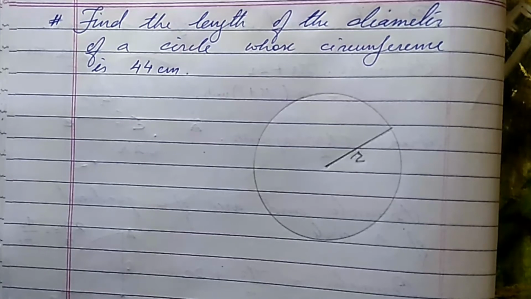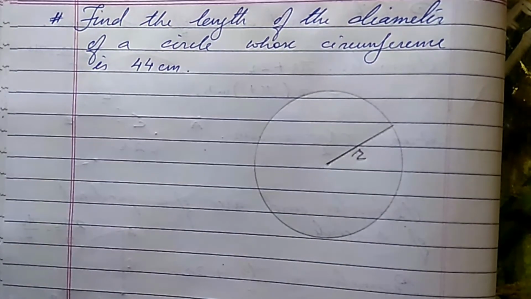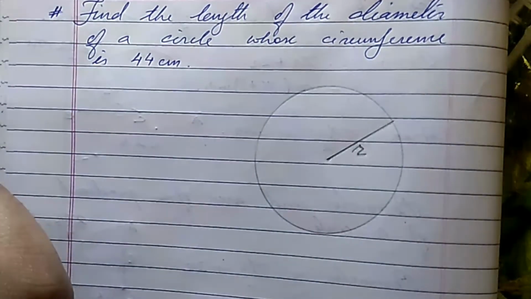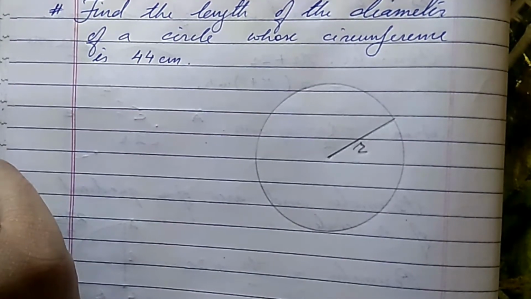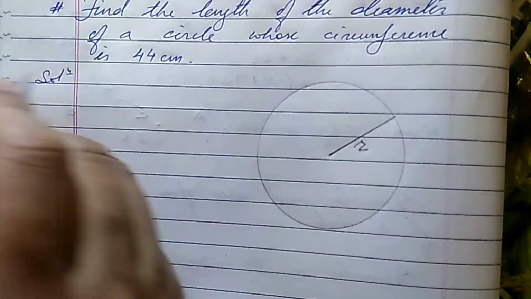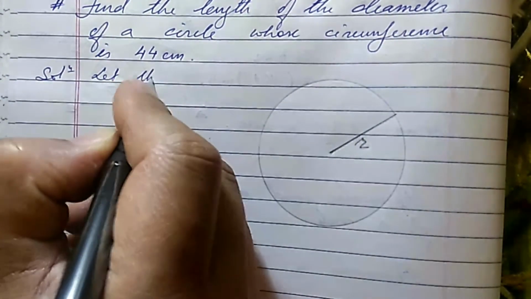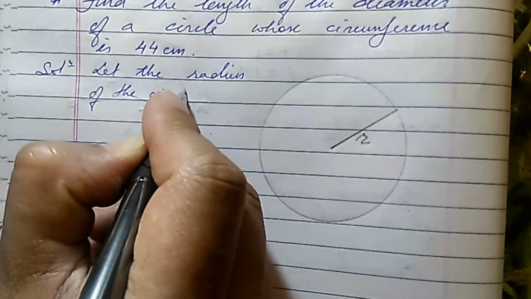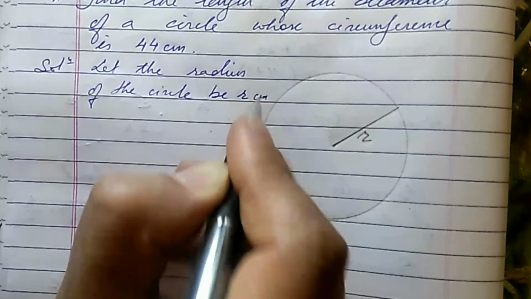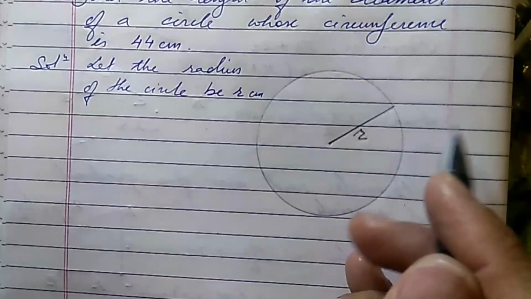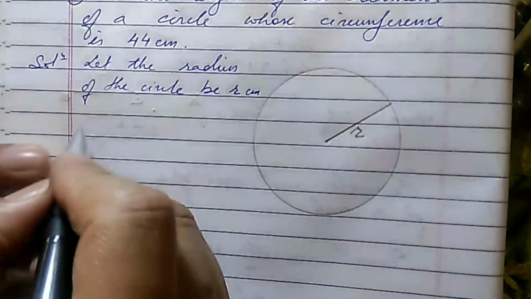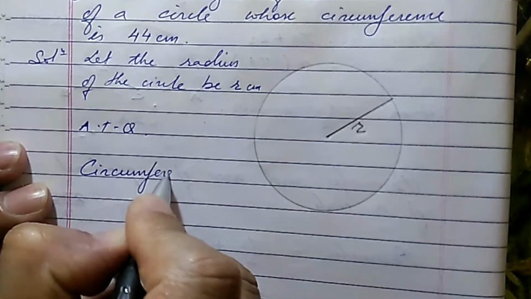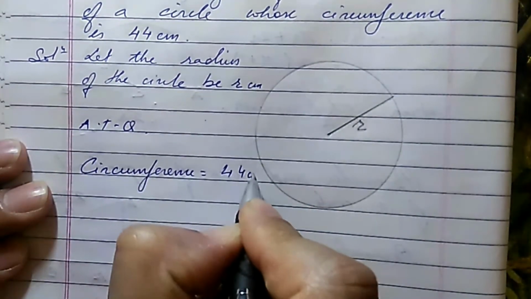Let us now solve some easy problems based on area and perimeter of circles. I have taken this question. Let me read it out. Find the length of the diameter of a circle whose circumference is 44 centimeter. So let us consider, let the radius of the circle be r centimeter. So I have drawn a circle with radius r centimeter. Now, according to the question, circumference is equal to 44 centimeter.